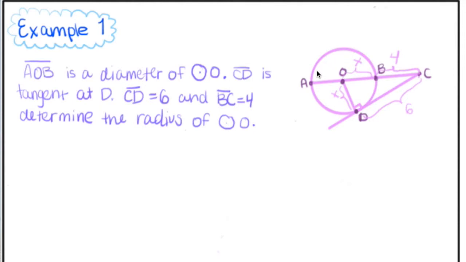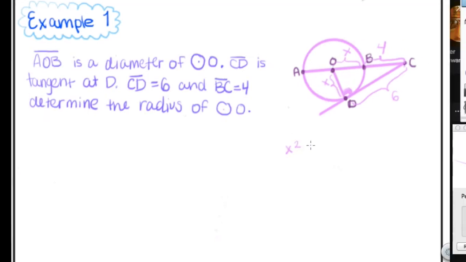We know that if CD is a tangent, then the radius to the tangent will be perpendicular, right? We also know that both OD and OB are radii, so they will be the same length. So let's call them both x, so now we have a right triangle. And that is a perfect setup to use the Pythagorean theorem. So we can set up the equation x squared plus 6 squared will equal x plus 4 squared.